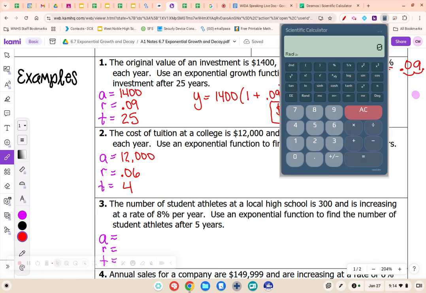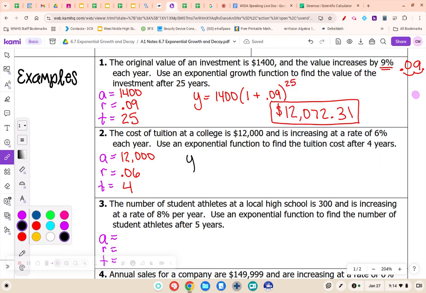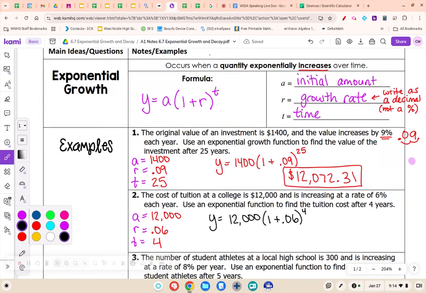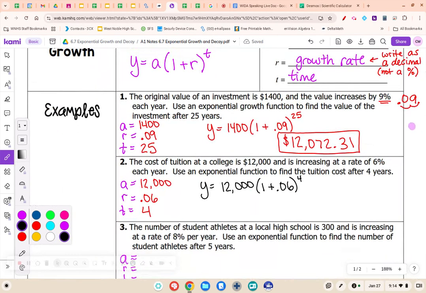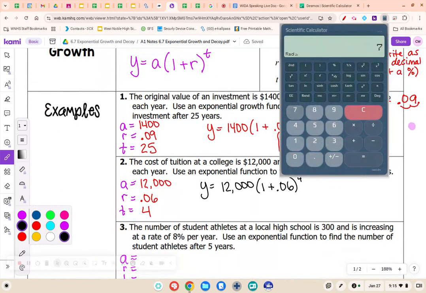I'll show you using this calculator this time. This is closer to our blue calculator. First let me write it out though. We have y equals 12,000 times 1 plus 0.06 to the 4th power. Notice all I've done is plug information into the formula up above. Okay, now I'll use this calculator.